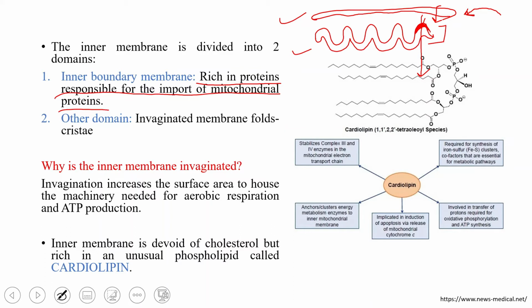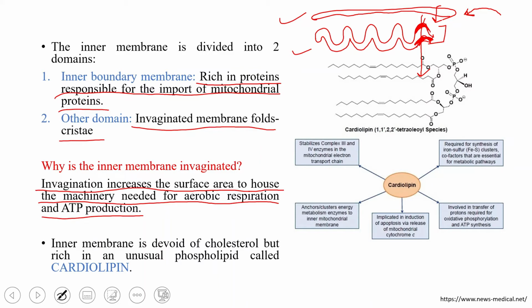Now, the inner part of the inner membrane, this side, is called the cristal domain of the inner membrane. This is invaginated and it forms folds called cristae. Now, why is the inner membrane invaginated? Can you think of something? This invagination increases the surface area to house the machinery needed for aerobic respiration and ATP production.